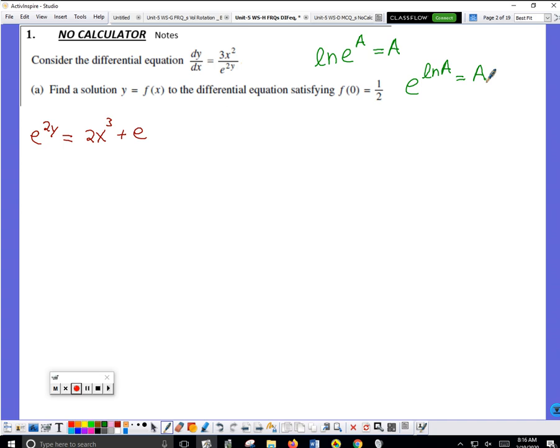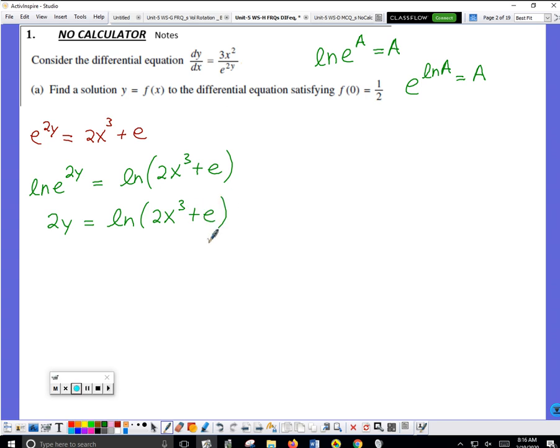So we're trying to get y alone. So now all we're going to do is take the natural log of both sides. So I take the natural log: e raised to the 2y must equal the natural log of 2x cubed plus e. Because of the rule, natural log of e raised to the 2y is simply 2y. Divide both sides by 2, collect my 7 points, go home.